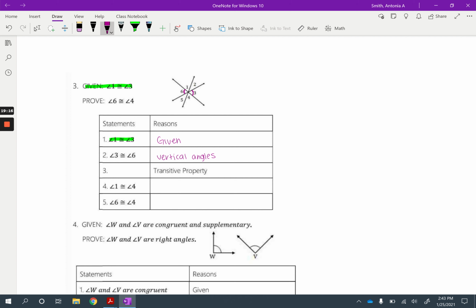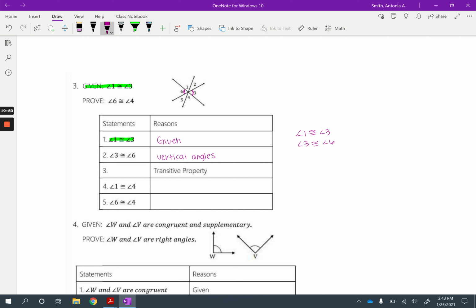Now this is the one where it's backwards. We have to come up with a statement that matches this reason. The reason says transitive property. So for some statement, I'm using the transitive property between statement number 1 and statement number 2 to get there. Statement number 1 says angle 1 is congruent to angle 3. I'm going to write that off to the side. Angle 1 congruent to angle 3. Statement number 2 says angle 3 is congruent to angle 6.